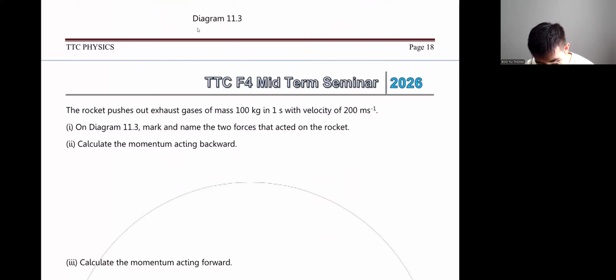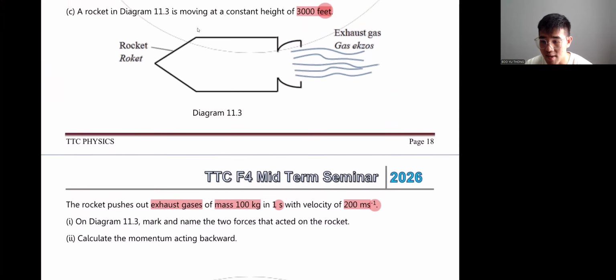Then the question says, the rocket will push out 100 kg of mass of exhaust gas. Right? The rocket pushes out exhaust gas of 100 kg mass within 1 second. That means every second, 100 kg of mass of gas is being pushed out of the rocket engine, the nozzle there, with a speed of 200 meters per second. So all these are the information. And the question asks, on diagram 11.3, mark and name the two forces acting on the rocket.